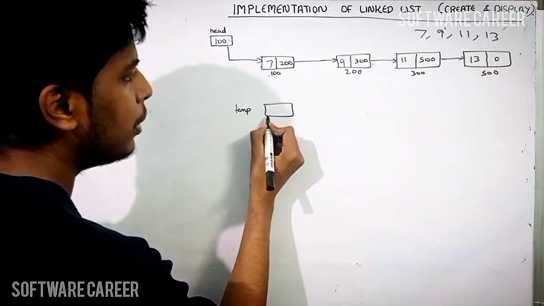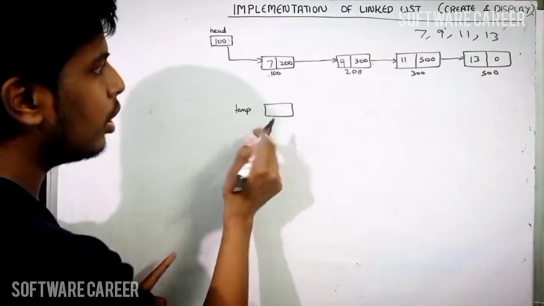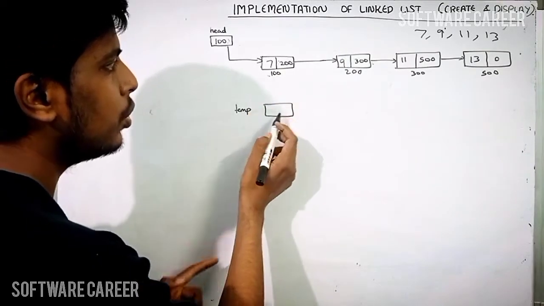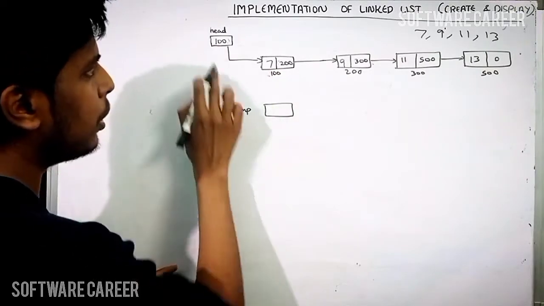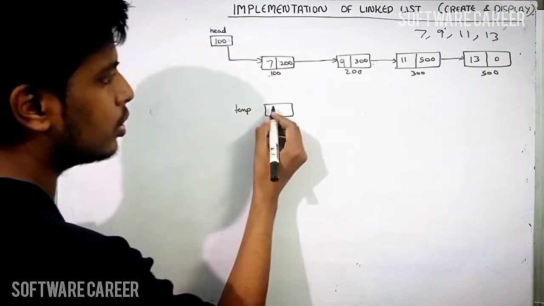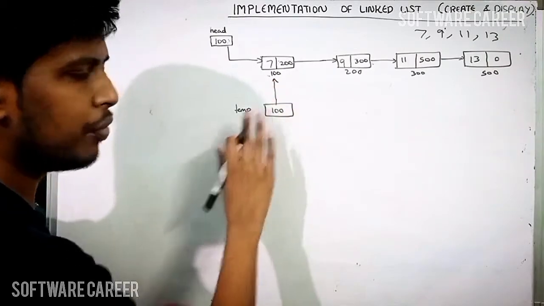This is the pointer temp and this pointer is pointing towards the first node. Now how to access the first node? You can access by head. Head is the pointer pointing towards first node. So temp equals to head. So head is 100. So temp will be 100. So it points towards the first node. This is the first step.